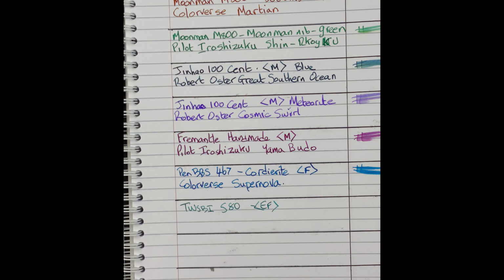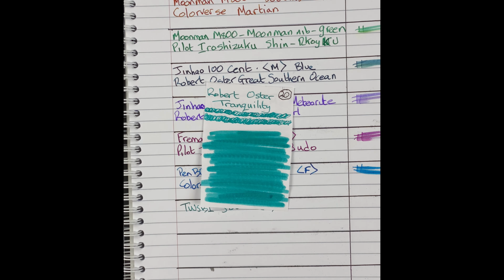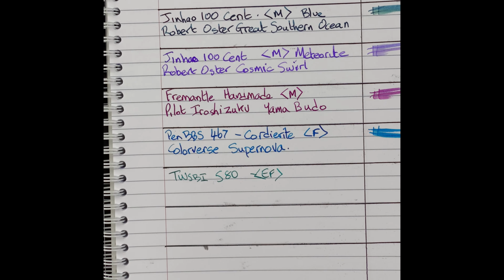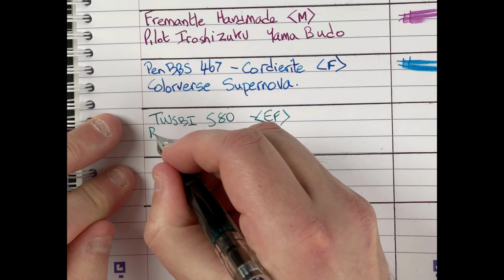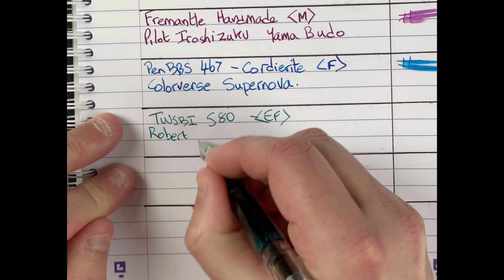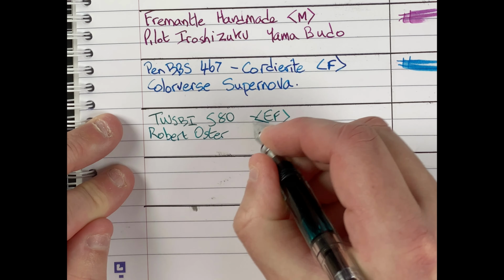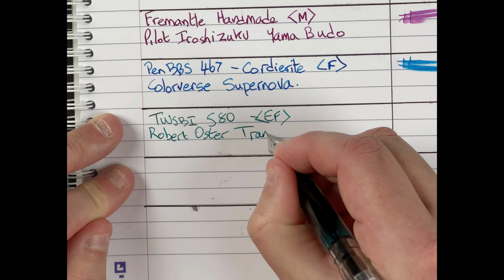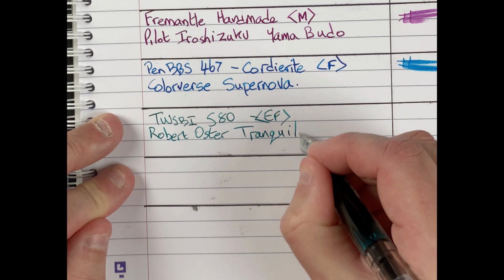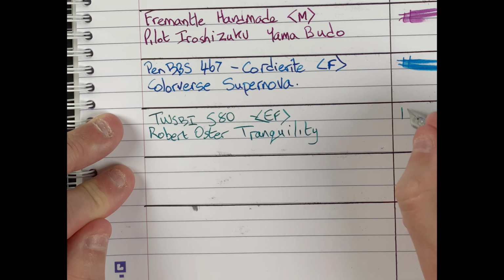In here, I've got another Robert Oster ink. I've got Robert Oster Tranquility. So this is this bluey-green type of colour. It's another one where it's a different colour. It's unique. It's not the standard blue or black that everybody else has. So our ink, Robert Oster Tranquility. Do a smudge.